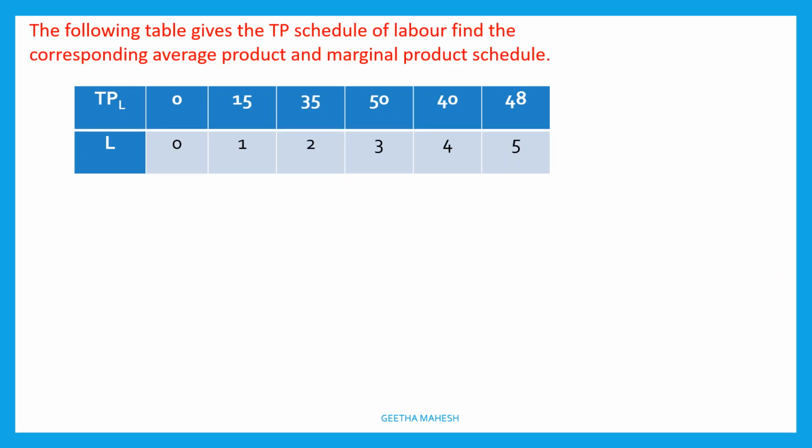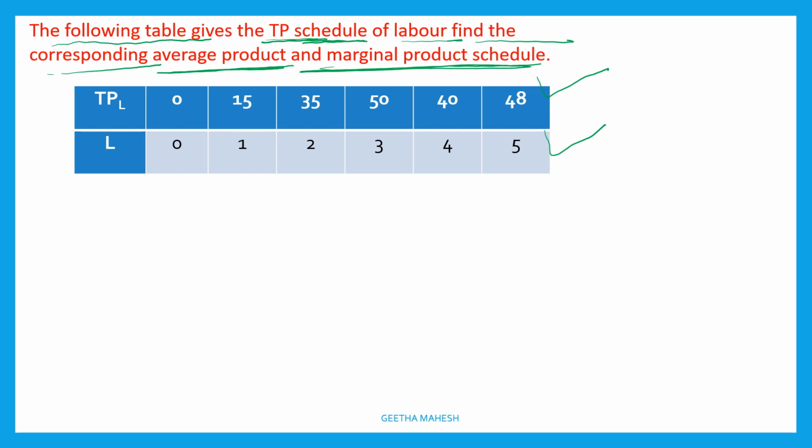Dear students, now let us discuss how to calculate this problem. Here, the following table gives a TP schedule of a labor. Find the corresponding average product and marginal product schedule. So here they have given total product and number of labors. Now let us calculate average product and marginal product.